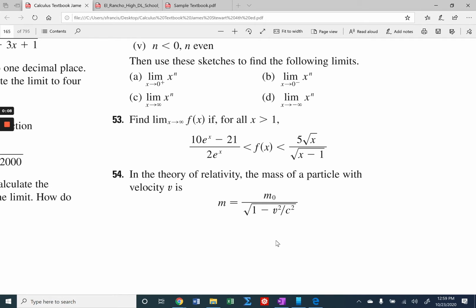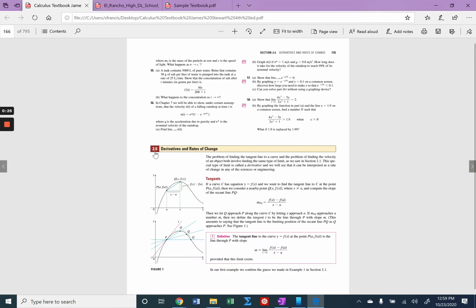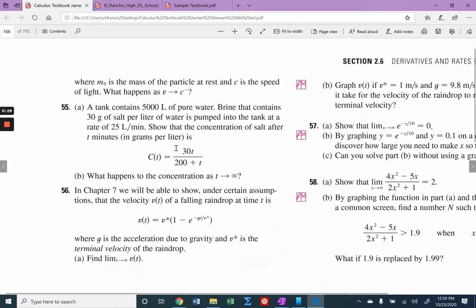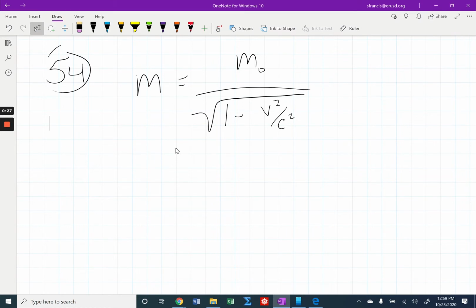Here's number 54. In the theory of relativity, the mass of a particle with velocity v is given by m equals m sub 0, or m naught, divided by the square root of 1 minus the quantity v squared over c squared. Where m naught is the rest mass of the particle, the mass at rest, and c is the speed of light. What happens as v approaches c from the left? So I just want you to take the limit as v approaches c from the left.